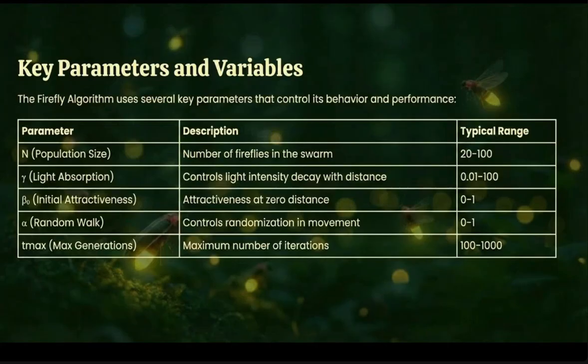So the key parameter is n, that is the population size. It gives us the number of fireflies in a swarm. Then we have light absorption. It controls the rate at which light intensity and attractiveness decay with distance. We have beta naught, or initial attractiveness. That is the base attractiveness at zero distance. Alpha, that is the random walk. It calculates the magnitude of the random movement. Then we have Tmax, that is our maximum iterations.